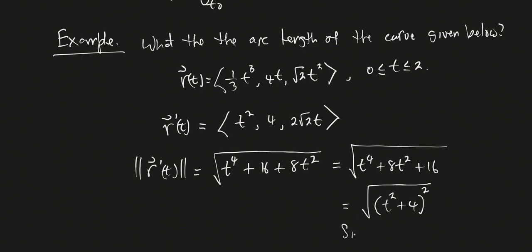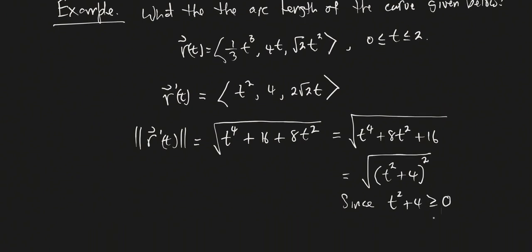And then I am taking the square root of a perfect square. And since t squared plus 4 is always non-negative, in fact it's strictly greater than 0, the square root and the square cancel each other out, and then I have t squared plus 4. So this is the magnitude of the tangent vector function to my original function. And to find the arc length now, we have to integrate this from 0 to 2.